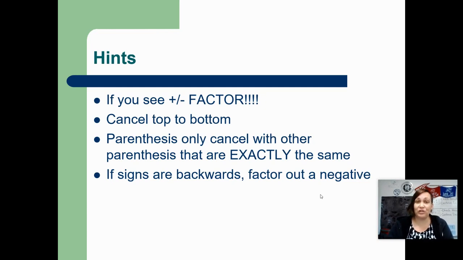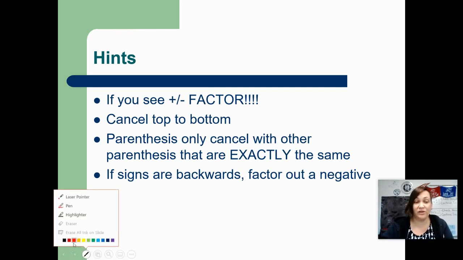If you have a subtraction problem and it's backwards, so one of them has an x minus 3 and the other one is a 3 minus x, the way to make that cancel is to factor out a negative sign. If you factor out a negative sign, then you can switch the order and then you can cancel. So let me show you what that looks like.